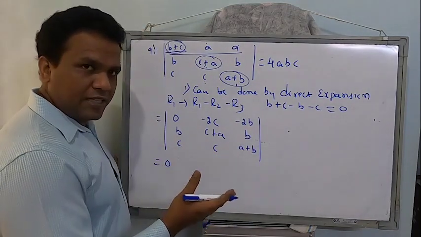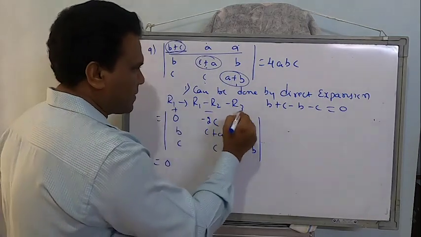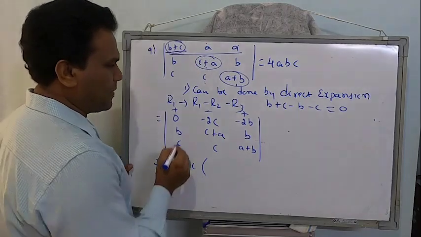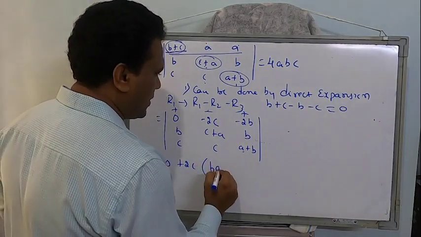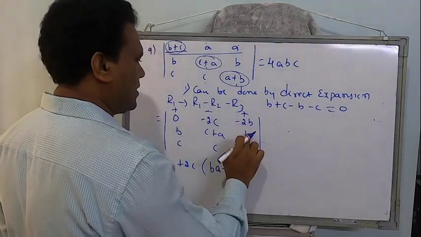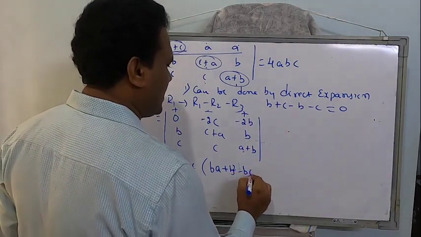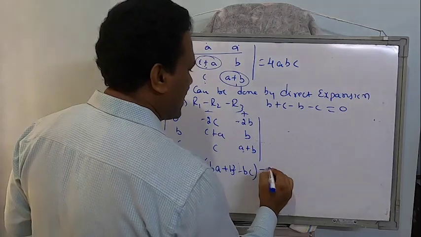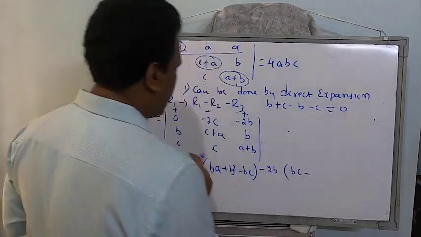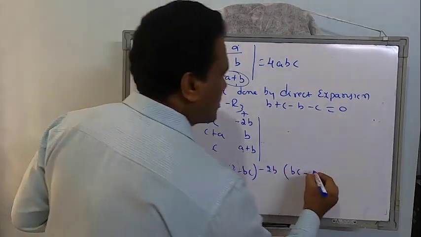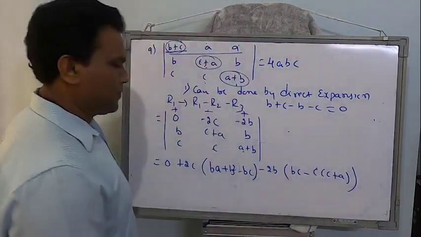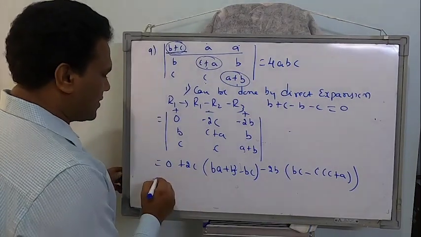First element 0, nothing to expand, leave that. So plus minus plus. So minus into minus will be plus 2c multiplied by the product of these two, ba plus b square, correct? ba plus b square minus the product of these two will be minus bc. Now let's go for the last element, minus 2b multiplied by bc multiplied by c should be multiplied for this. So it will become what? C multiplied by c plus a. So let's go and expand everything now.